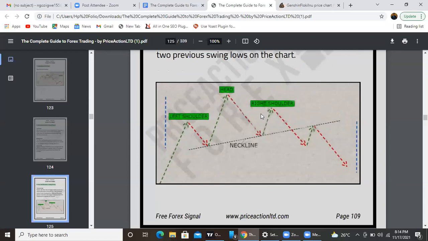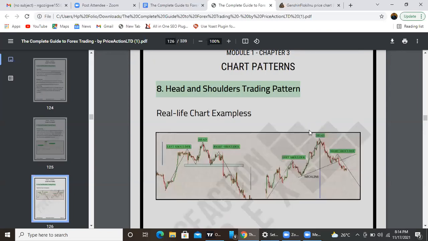You can see an example of what I'm trying to say. The left shoulder, the head, and the right shoulder, the break of the neckline, the retest. This is where you can sell your market. You can see an example of a real life head and shoulders. You can see the left shoulder, the head, and the right shoulder, the break, a kind of retest, and then the drop.